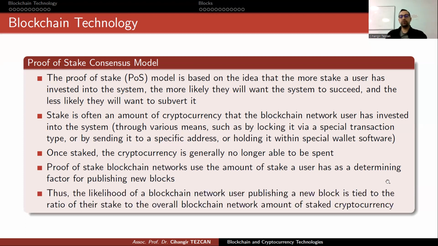Thus, the likelihood of a blockchain network user publishing a new block is tied to the ratio of their stake to the overall blockchain network amount of staked cryptocurrency. So you stake some cryptocurrency, for instance, Ethereum moved on to proof of stake last September. You stake your money and you earn cryptocurrency, generally around 4%, and you keep your money there. So this time we don't say that these people are miners. Now they're delegators, okay?